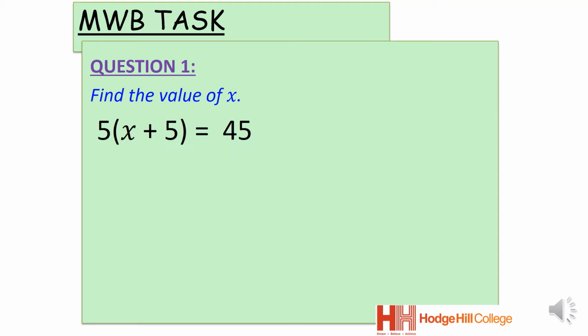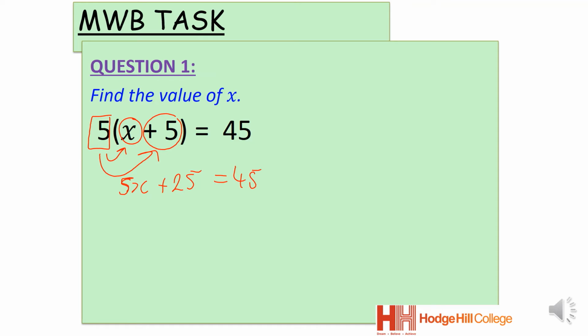Okay, what I would like you to do is to pause the video and have a go at answering this question. Once you're finished, I'll go through it myself. Okay, welcome back. So first things first, I'm going to expand this bracket. I'm going to multiply this 5 here, which is on the outside of the bracket, by every term inside of the bracket. 5 times x gives me 5 lots of x. 5 times positive 5 gives me positive 25, equals to 45.